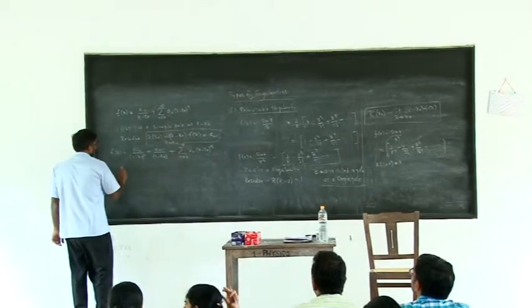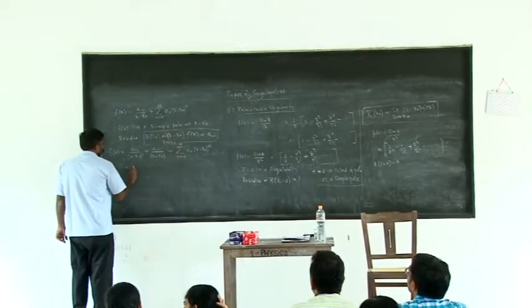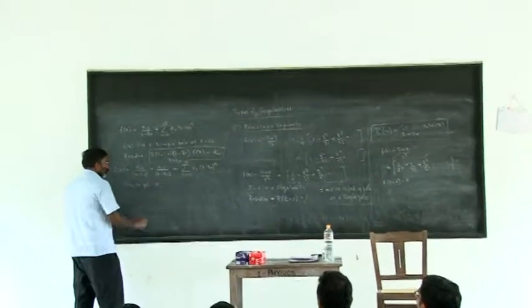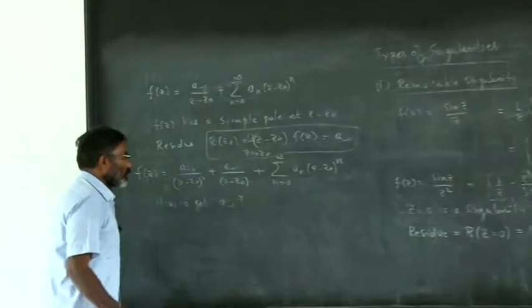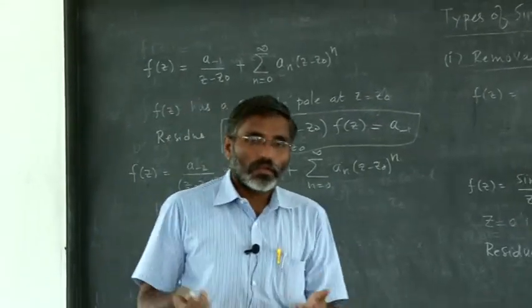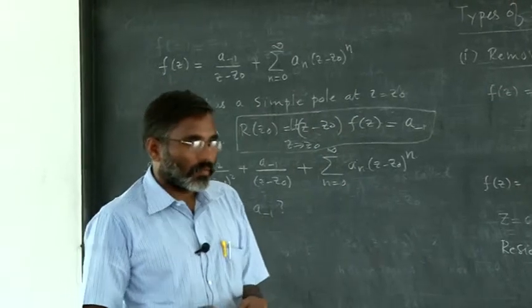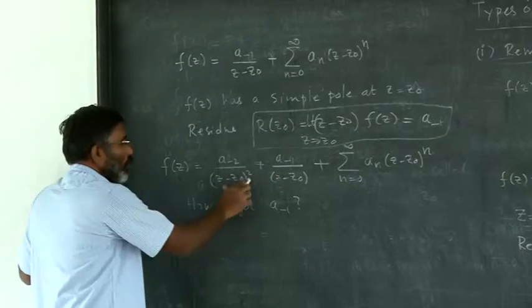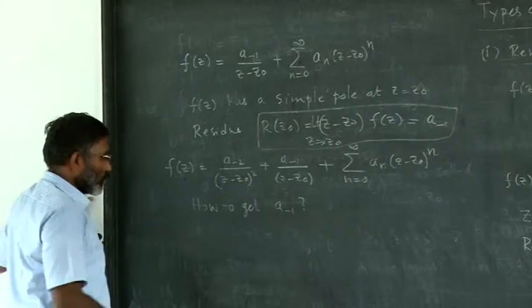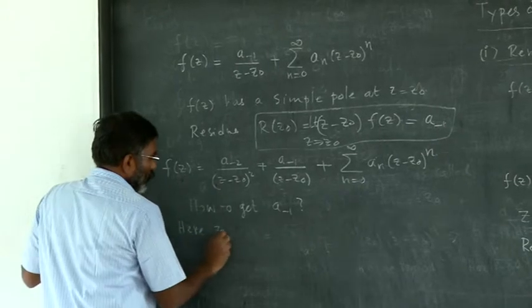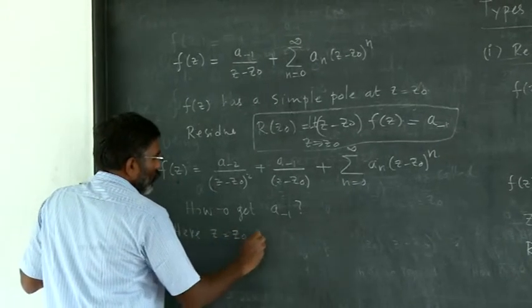So, how to get it? What do you do if you have a pole which is not simple? In this case, z equal to z naught is a pole, but a pole of order 2. Correct? Here, z equal to z naught is a pole.